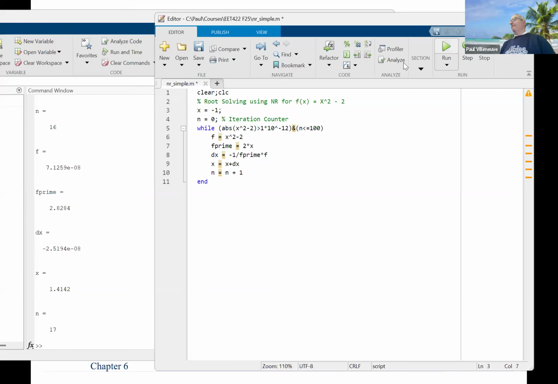Not close, is it? Closer than 1,000, but not close. Well, let's run it and let's see. Took 5 iterations, but look where it got me. It got me the other valid answer. It got me the other number, negative square root of 2.